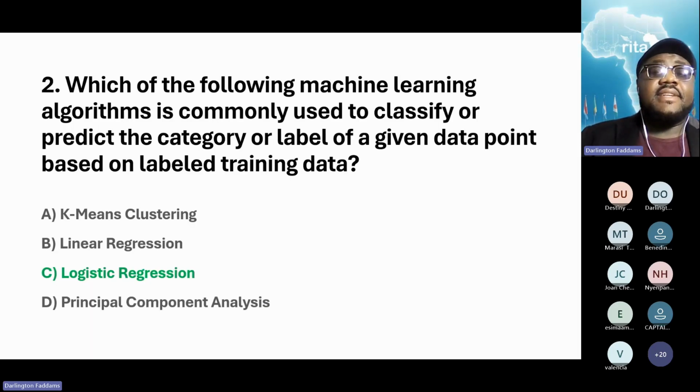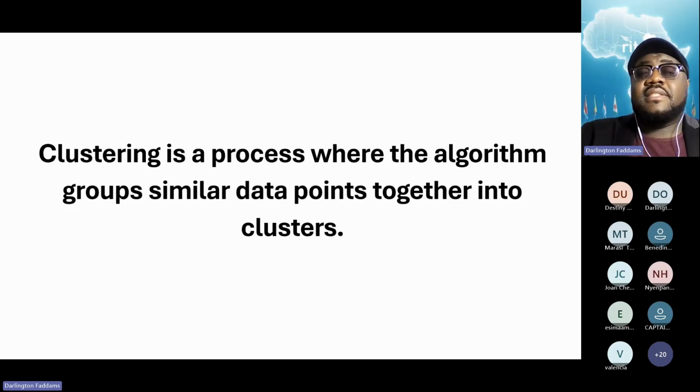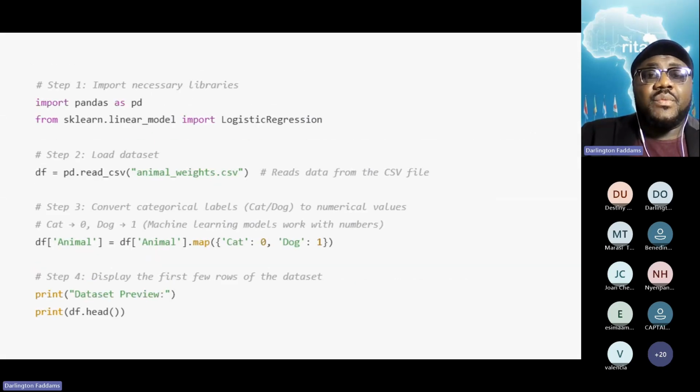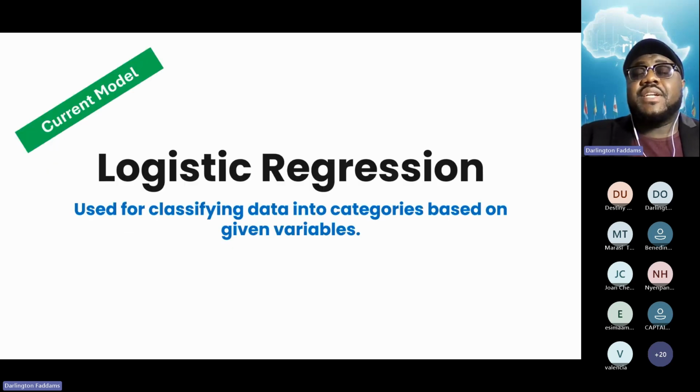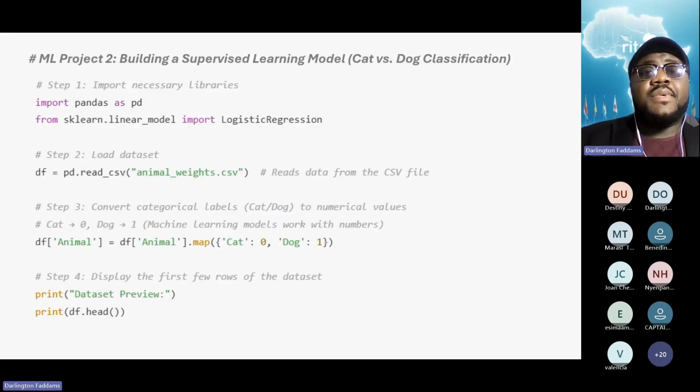And this is the difference between supervised learning and unsupervised learning. These are two different ways systems are trained. Let me quickly mention the projects and then we will end the class. This logistic regression, you are going to use it for classifying data into categories based on their variables. So your job is to build a supervised learning model that can classify cats and dogs. It can separate cats from dogs.